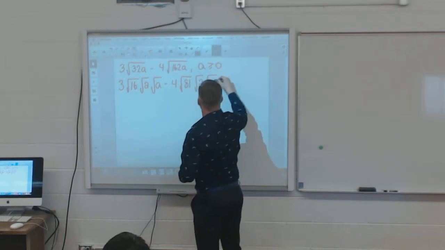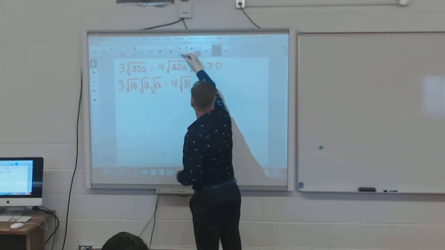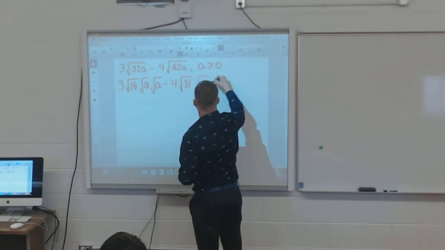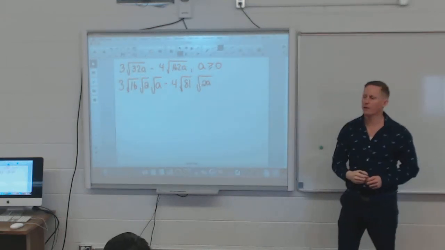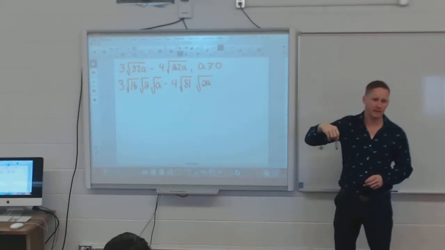I'm gonna rewrite this last guy right here, sorry, as square root 2A. Okay, so I'll get back to this in a second. I'm just showing you, I shortened one of them, and one of them I wrote everything out.